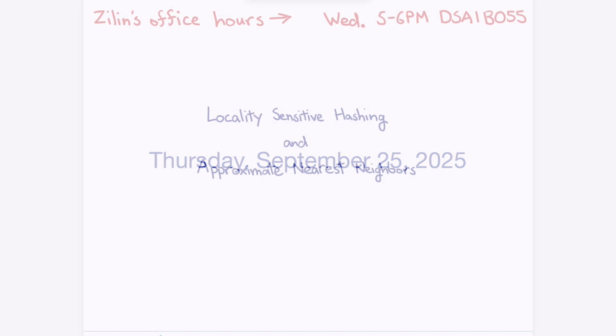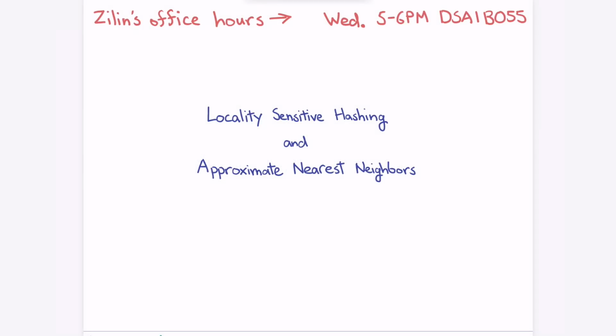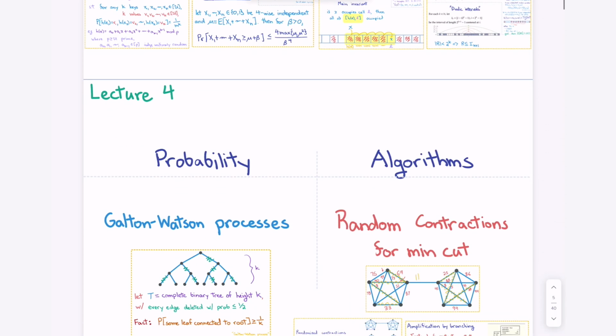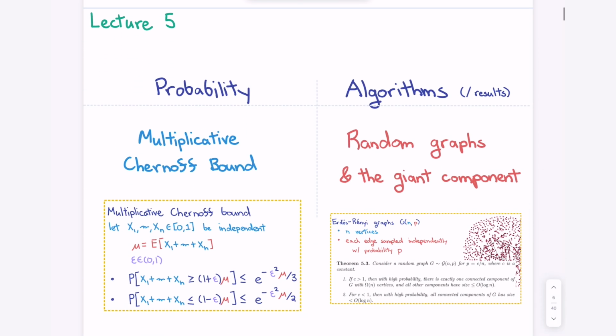All right, so today it's about the approximate nearest neighbors problem. It's also going to be a high dimensionality kind of point of emphasis. So yeah, let me just go over some of the stuff we've done recently.